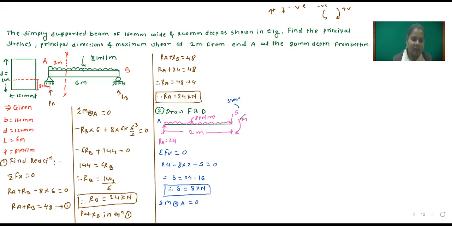So this M is already a moment, so it need not be multiplied by a perpendicular distance. We will take M as it is, and this creates a clockwise moment. Then this S again creates a clockwise moment, so plus S into the perpendicular distance, which is 2 meter. Now we move towards this 8 kilonewton force. This again creates a clockwise moment. So 8 into 2 into 2 by 2, which is equal to 0.